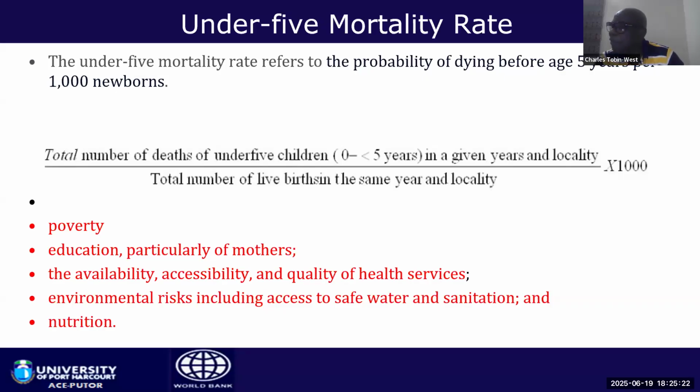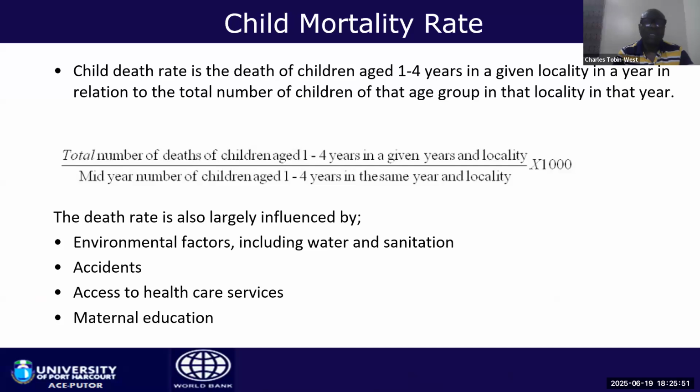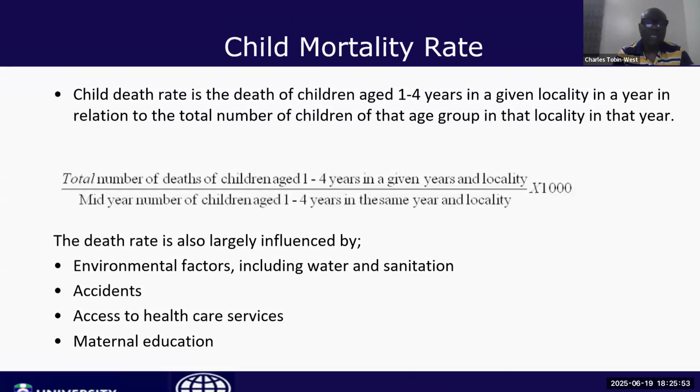Health services might be available or might not be available. And if they're available, do people have access to it? Are they paying out of pocket? Out of pocket expenditure pushes families to what we call catastrophic healthcare expenditure, when they spend a lot of their income to take care of health and thereby neglect other things. Environmental risks, including access to safe water, sanitation, and nutrition. Okay, child mortality rate is there.